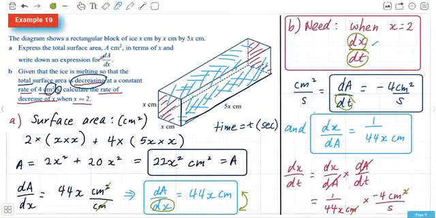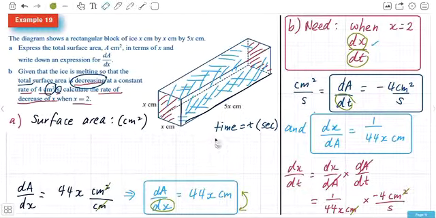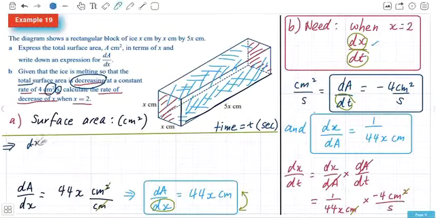So I'm just going to get rid of this part here, so we can put it over here. That much room should be okay. I'll just put a line there as well so we don't get confused with that top bit. So we've now got dx/dt equals -4 over 44x, and it's centimetres per second, and I can simplify that, divide the top and the bottom by 4, which is -1 on 11x centimetres per second.